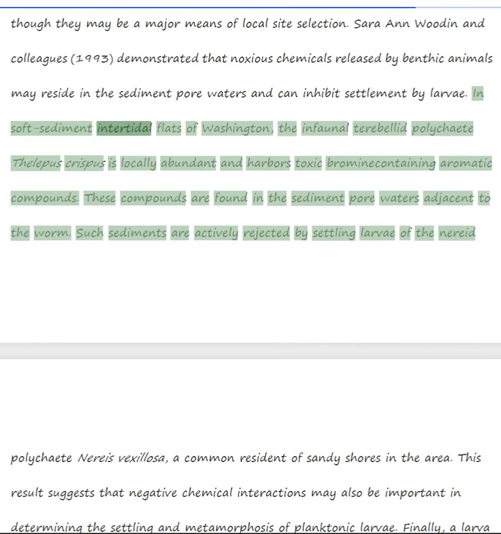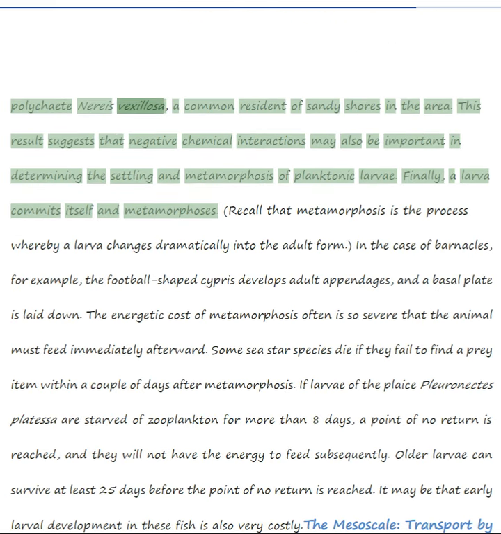In soft sediment intertidal flats of Washington, the infaunal terebellid polychaete Thelepus crispus is locally abundant and harbors toxic bromine-containing aromatic compounds. These compounds are found in the sediment pore waters adjacent to the worm. Such sediments are actively rejected by settling larvae of the nereid polychaete Nereis vexillosa, a common resident of sandy shores in the area. This result suggests that negative chemical interactions may also be important in determining the settling and metamorphosis of planktonic larvae.